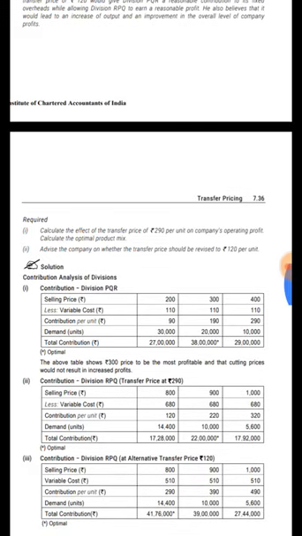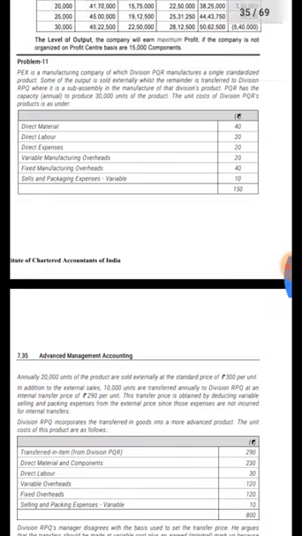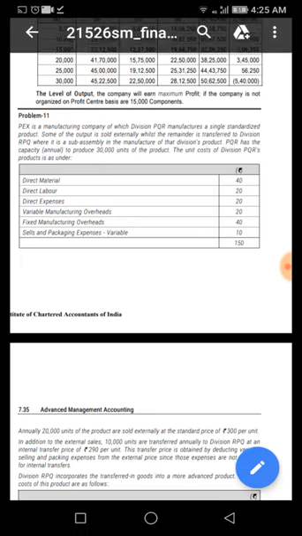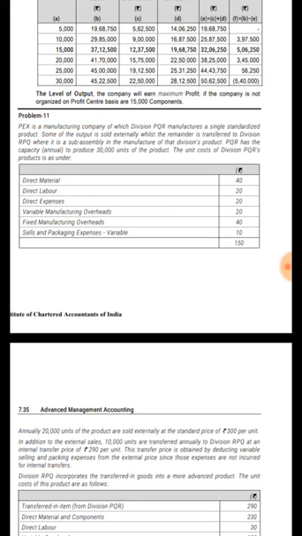See, first of all you should understand the question itself. Two divisions are there, PQR and RPQ. PQR is having two segments of market. One segment is the external segment where it is selling the 20,000 units, and another segment is the internal transfer to the other division, which is RPQ.